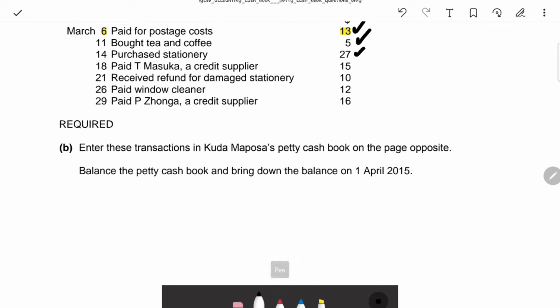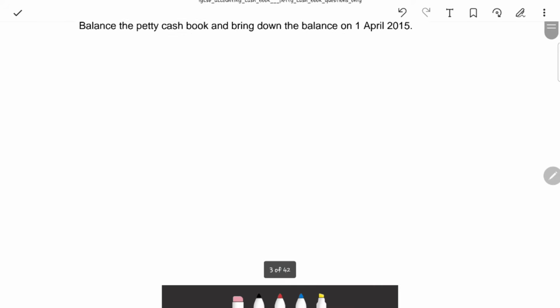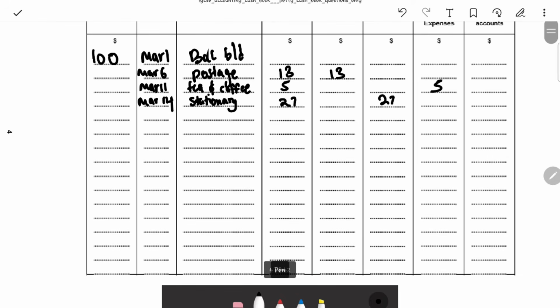The next one, we're paying T Masuka a credit supply of $15. So this should be in the ledger account, and this is on 18th March. It's very important to write the dates because you get 1 mark for that. So on March 18th, we're paying T Masuka a value of $15, and this should be in the ledger account.